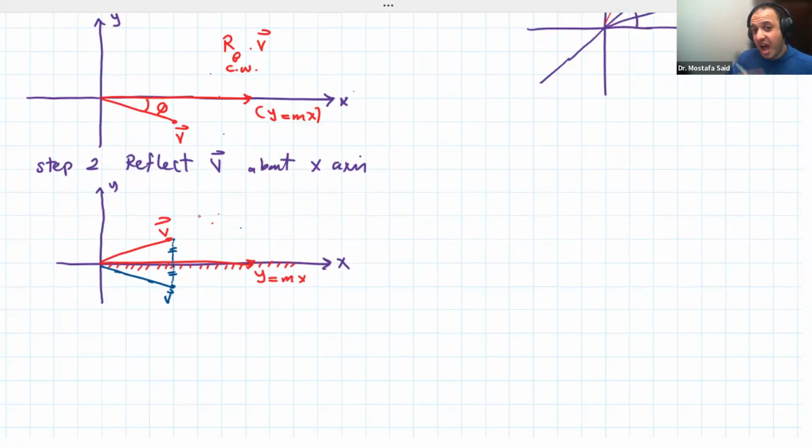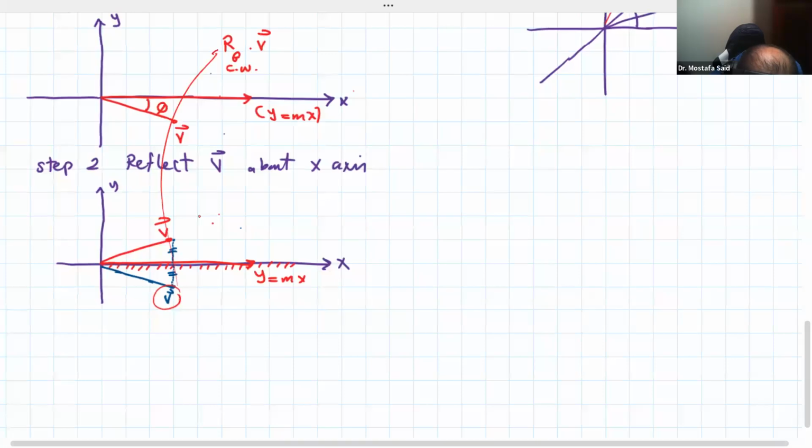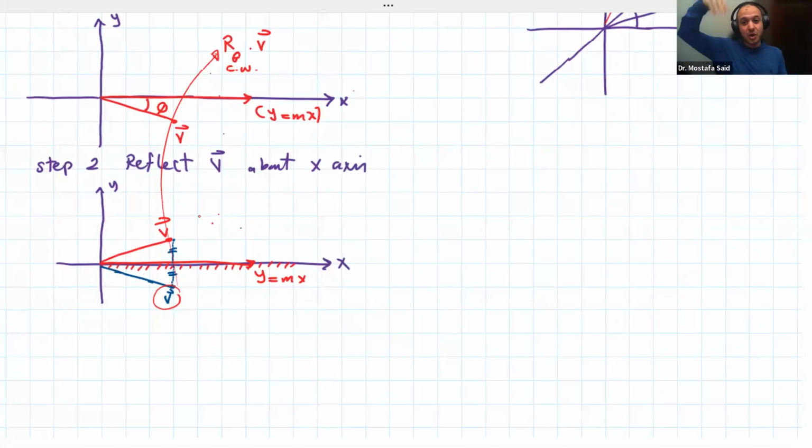That's the vector v after the reflection. Okay. So let's now represent that mathematically. This v here, remember, actually came from that one. It is a rotation from the original v, right? So now we're going to do a reflection.